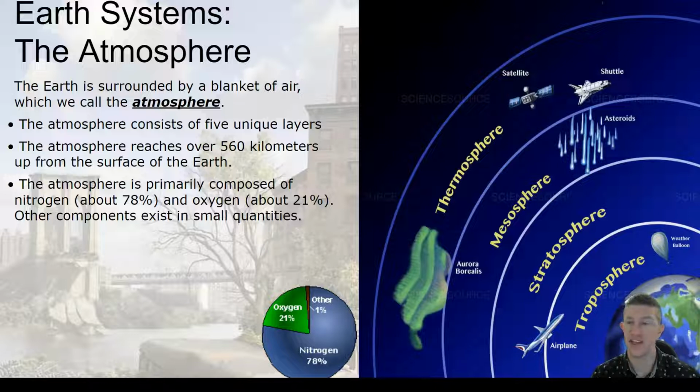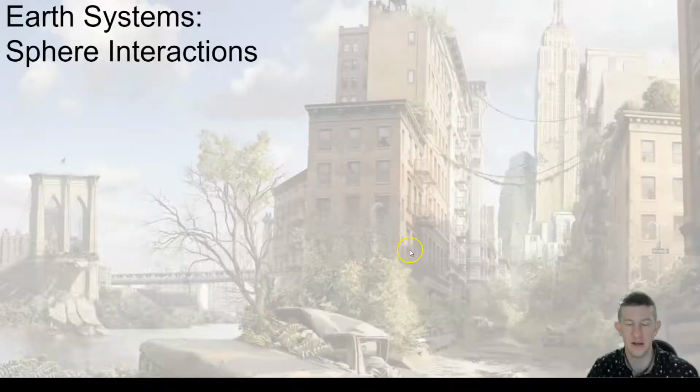And the other percentage is about 21% of oxygen, which as we know is really important for us to breathe, and there's a lot of other small components in very, very small quantities. So you can see on this pie chart here we have our nitrogen, the oxygen, and every other gas particle or element that we find in the atmosphere makes up this 1%.